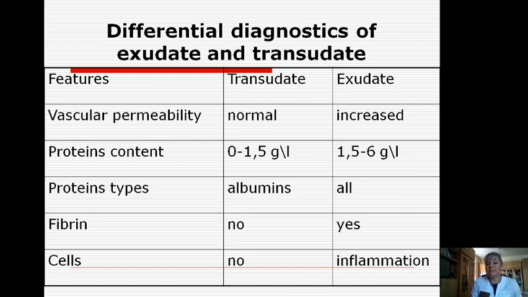Absence or presence of fibrin. Due to transudate, absent. Due to exudate, present. And absence or presence of cells in the zone of transudate or exudate. Due to transudate, we can't see any cells. Due to exudate, we see cells of inflammation, leukocytes and macrophages.